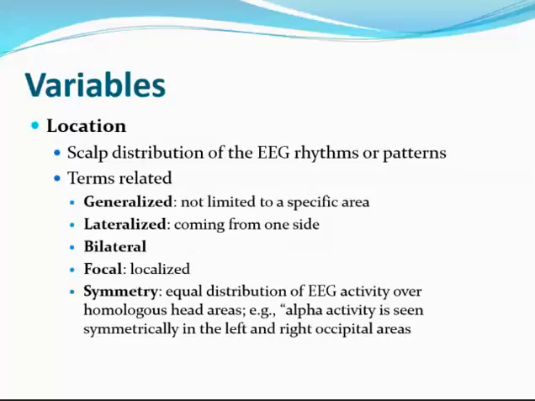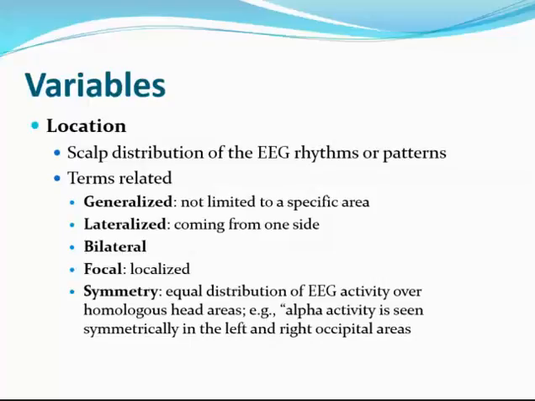EEG, you have to describe it in voltage and all these other variables that we're talking about, the intensity, but we also look at surface positive, surface negative, but we also look at where it is, where is that alpha activity, where is that beta activity, where is that theta activity. This is the scope distribution of the EEG rhythms or patterns.